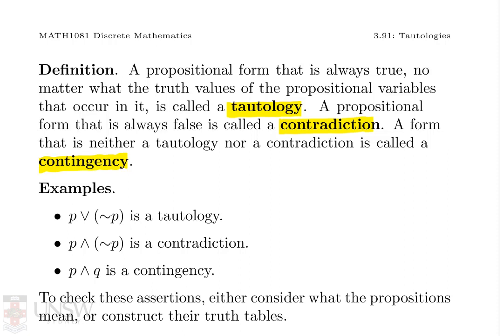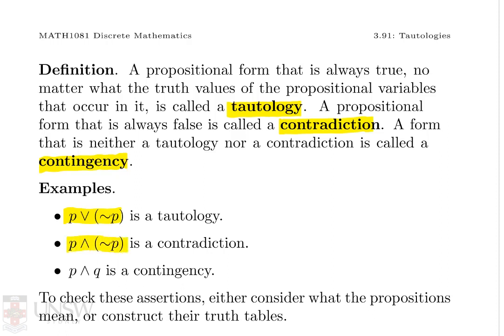And to check this, just either construct the truth tables, which I'll leave up to you, or consider what they mean. So let's do the first there, consider what propositions mean. So P or not P. That's saying that the statement P is either true or false. Now, since a proposition is something which must be either true or false, that is definitely the case. Whatever P is, it must be either true or false, and therefore this statement P or not P is true, regardless whether P itself is true or false. Therefore it's a tautology.